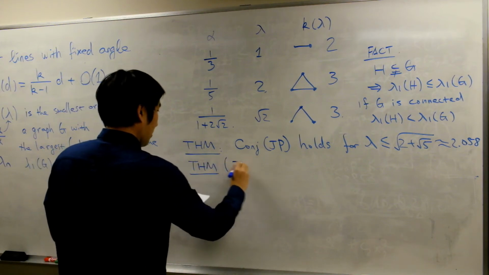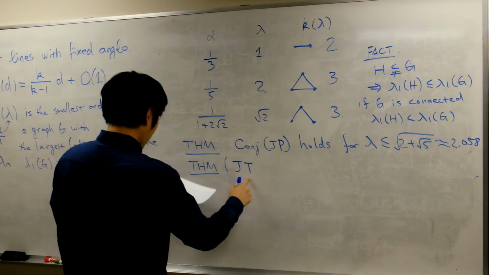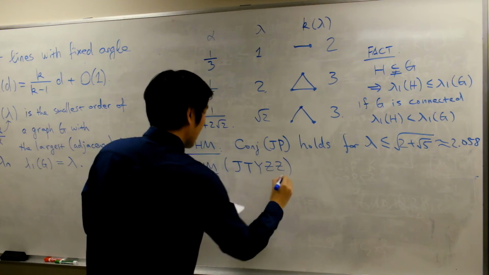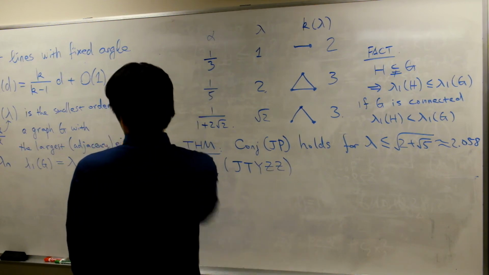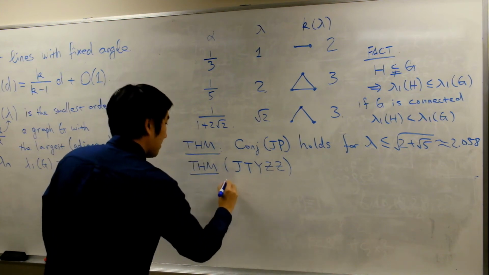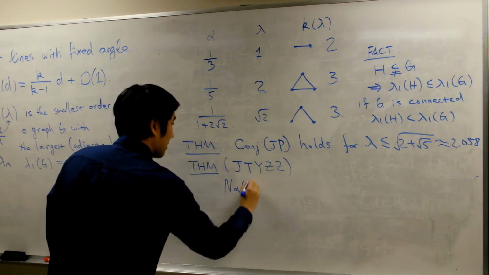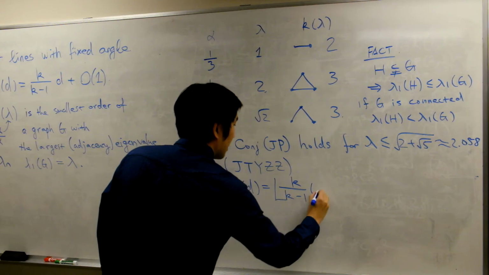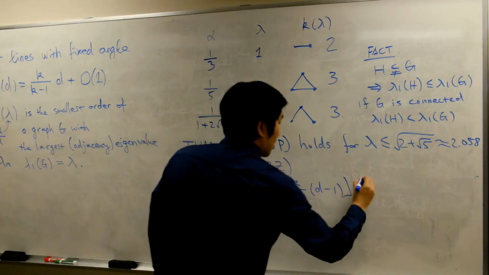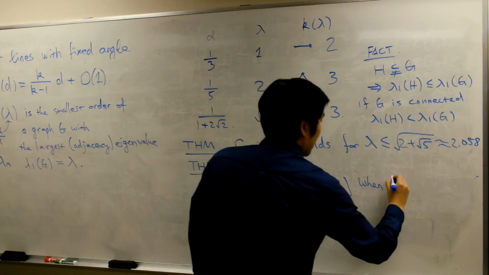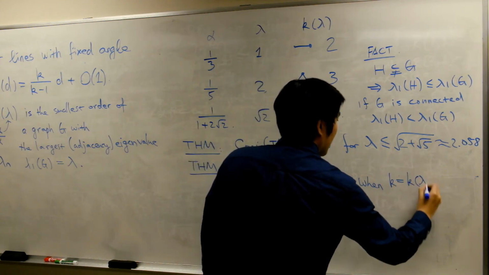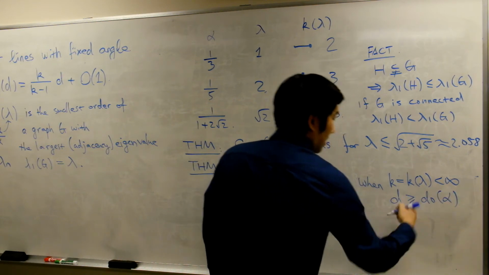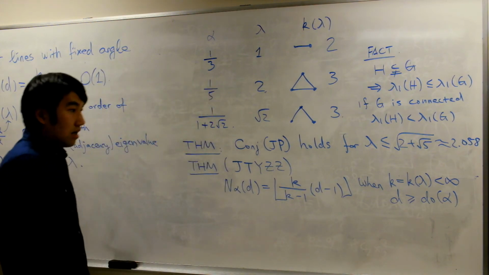So, in the joint work with Tidor, Yao, Zhang, and Zhao, we actually resolve this conjecture in the following strong form. So N alpha of d is equal to k over k minus 1 times d minus 1 when k equals k of lambda is less than infinity and d is larger than a constant depending only on alpha.